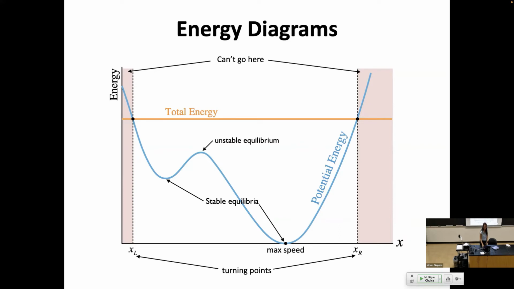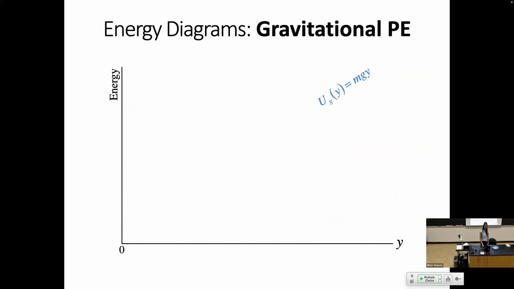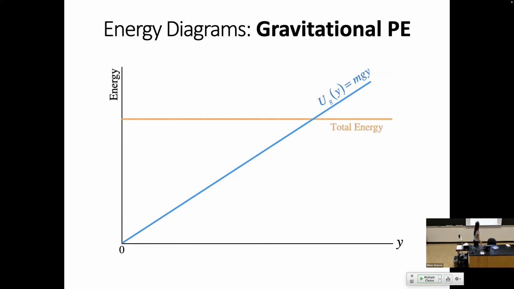Okay, cool. So let's talk about gravitational potential energy. What does that look like? What's the potential energy graph look like? Linear, so it looks like this, okay? If we draw our total energy, what should it look like? Different, the same? Still the same, right? It's a constant. So let's find the things on here. Where's the maximum speed on this graph?